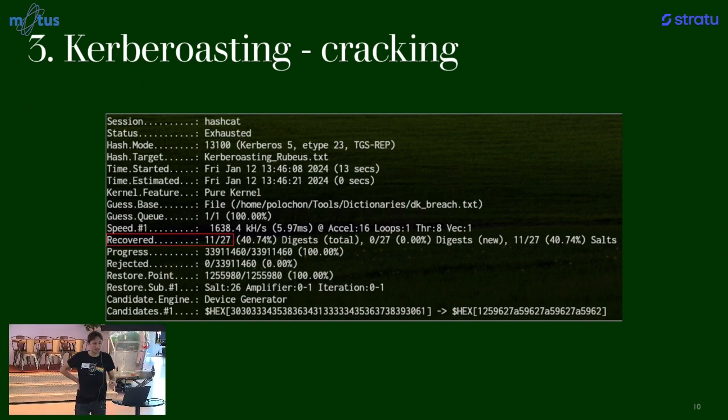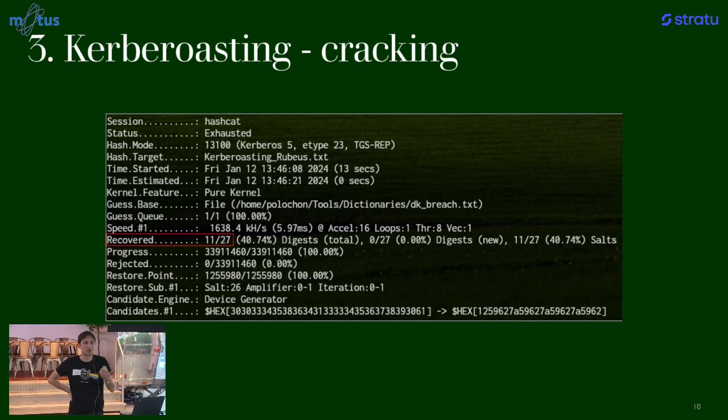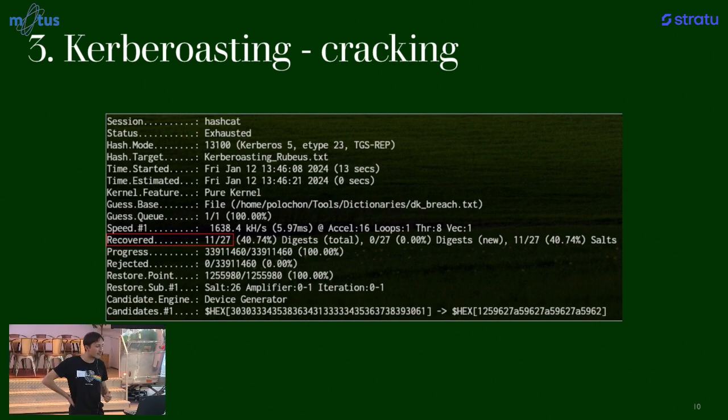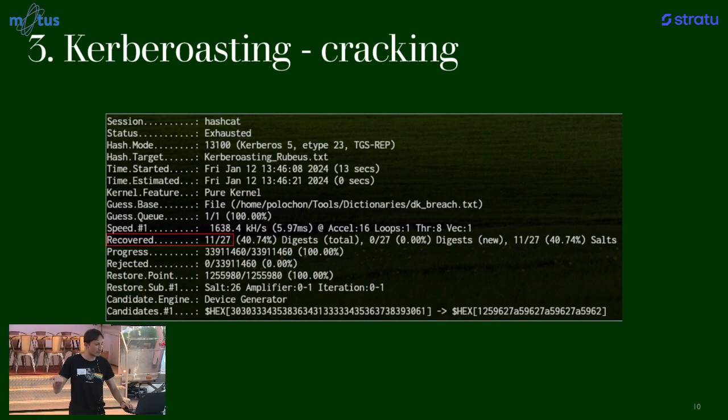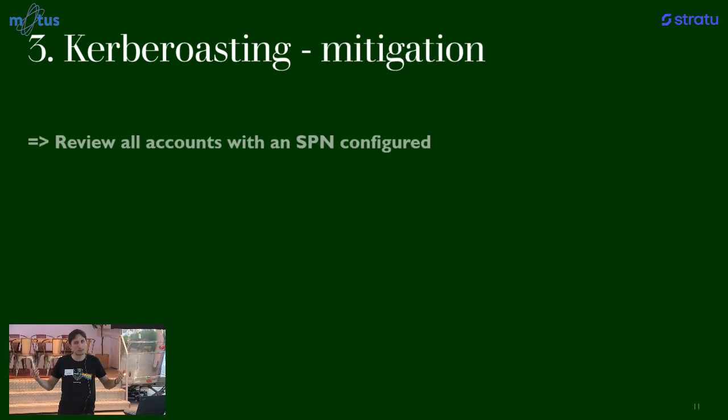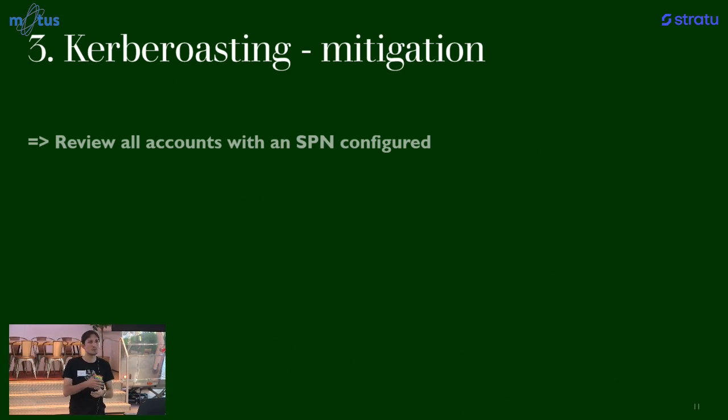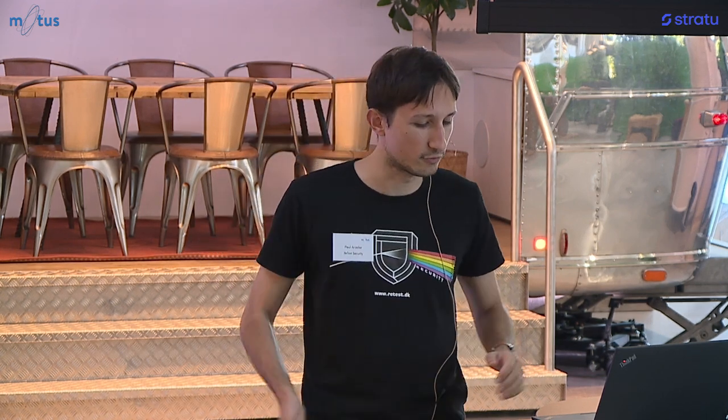Now this is a real life case that happened at a customer, so this is not just theoretical. Attackers will do that because it's one of the first things you do when you enter a domain. The only way to prevent that is to review all accounts with an SPN configured and see if it's Bob from finance or an actual service, SQL service or whatever. That's also really important.